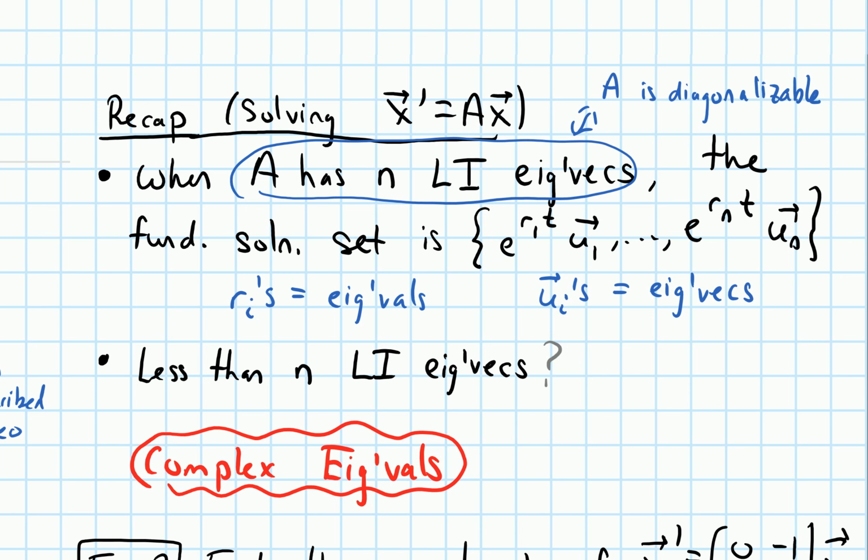But the natural question is, what if we have fewer than n eigenvectors? If we had fewer than n eigenvectors, we could still form some linearly independent solutions like this. We just wouldn't have n of them. But the solution space is supposed to be n-dimensional. So how do we get our remaining solutions? This is the topic of section 9.8, and it involves a concept called a generalized eigenvector. So when we don't have enough linearly independent eigenvectors, we have to use what are called generalized eigenvectors.